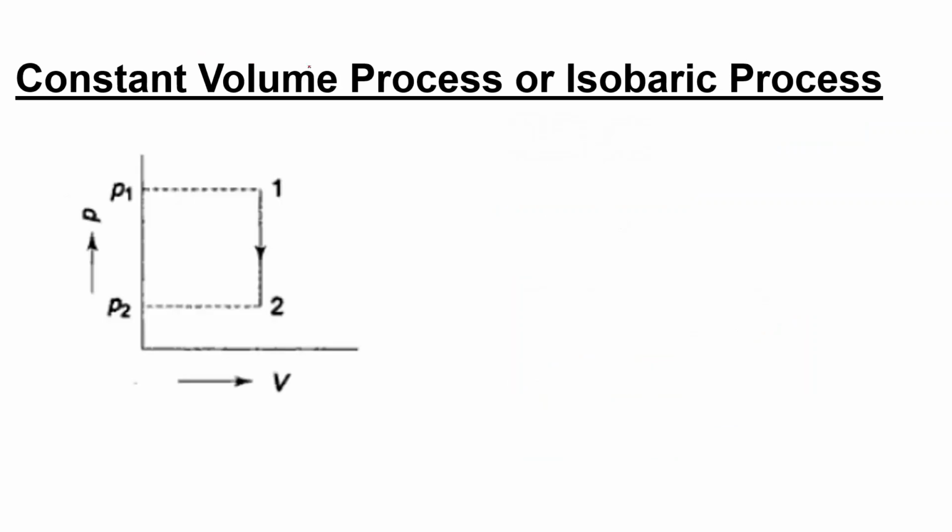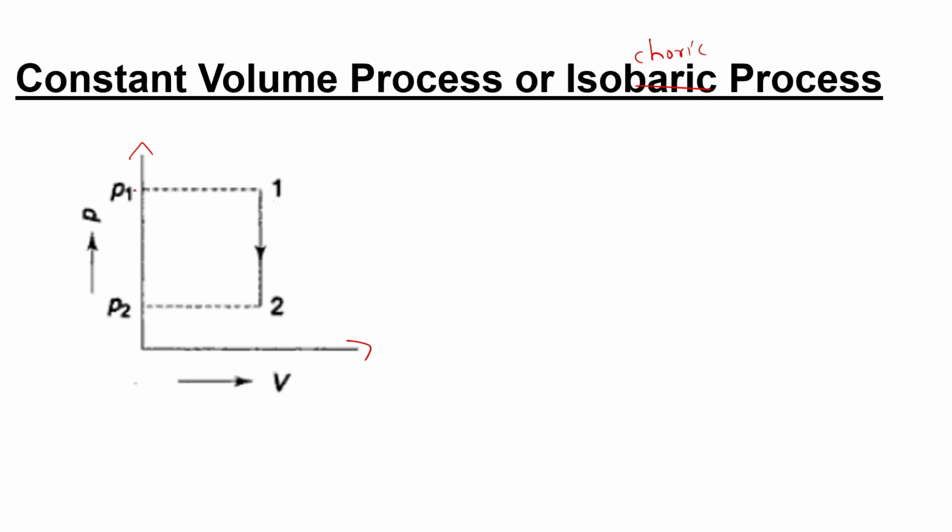Next, we will discuss the constant volume process, or isochoric process. This is an isochoric process. So how will you show that in a PV diagram? Initial state was 1. This is the PV diagram, that is pressure volume diagram. So initial state was at 1.